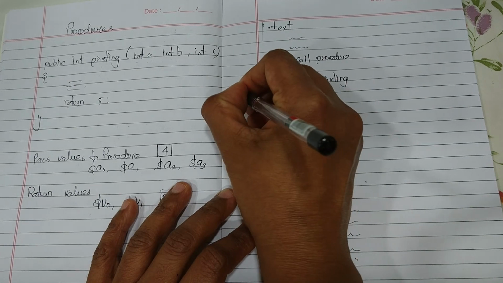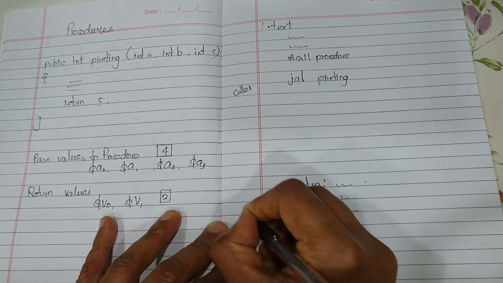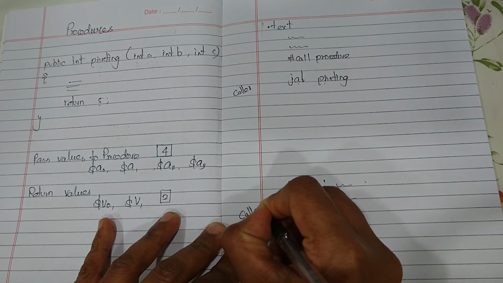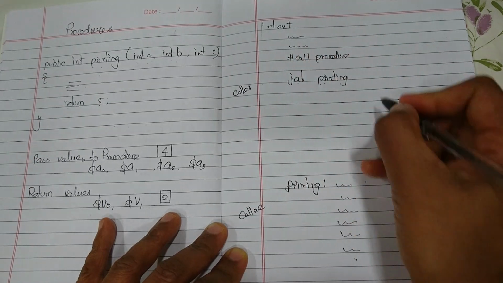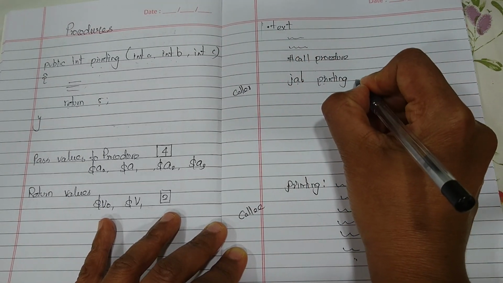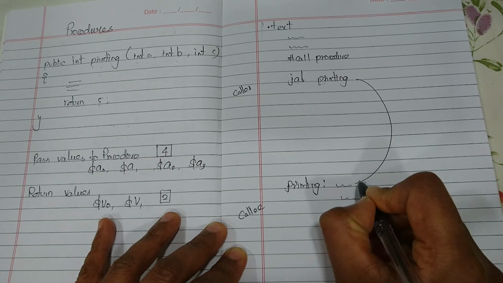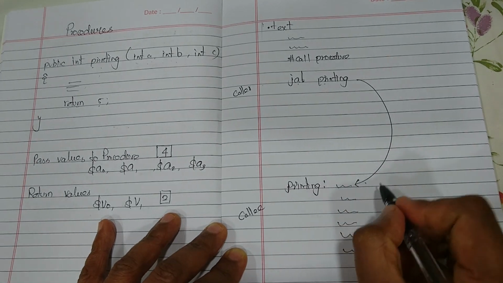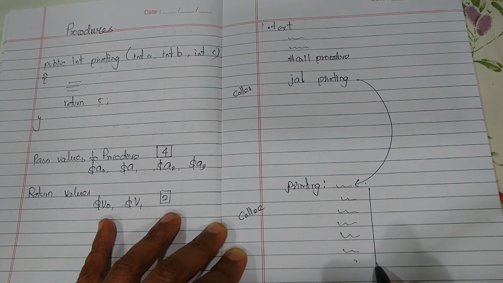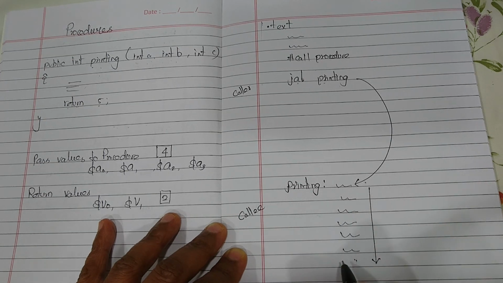So the caller calls the procedure. This is the caller, and the procedure is called the callee. When you execute jump and link, it calls the procedure. It comes to the label printing and the procedure will be executed. Let's assume the procedure is over.